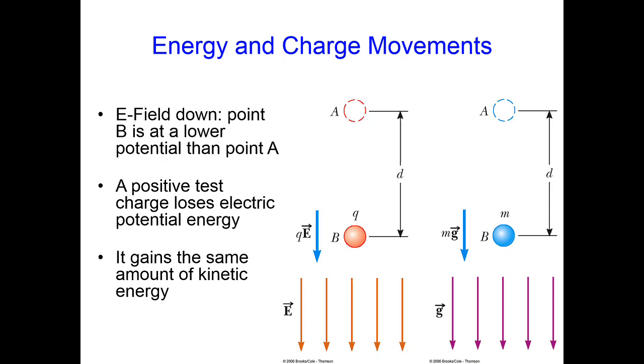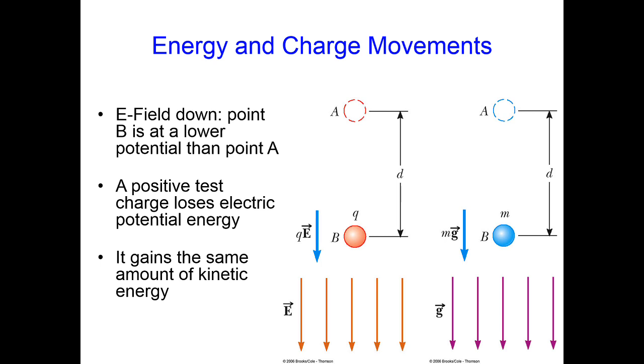On this graph, we showed the analogy between a uniform electric field and the gravitational field on Earth. On the right, we have an object of mass m kilograms, and it is at point B, and that is lower than point A. The gravitational field is pointing down, so the gravitational force is also pointing down.